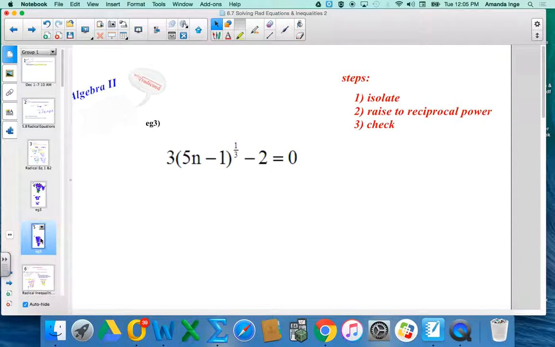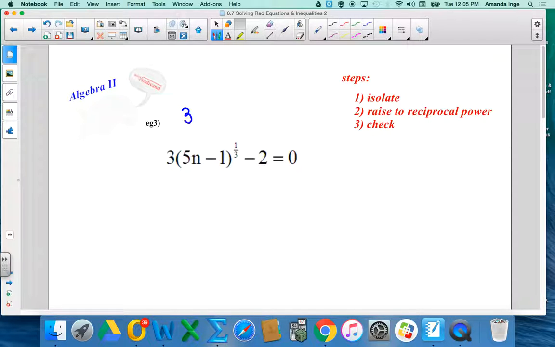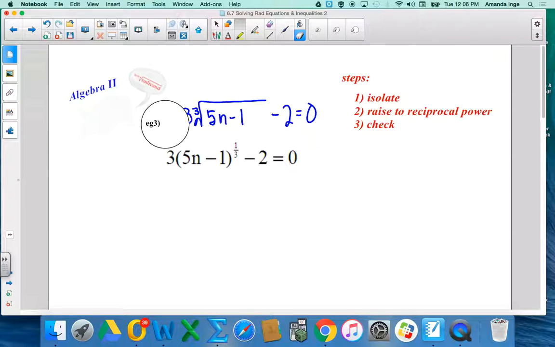So that takes us to a problem that looks like this. What does this problem really look like? This is 3, and then the cube root of 5n minus 1 minus 2 equals 0. That's what it really looks like. And I might make this a little bit bigger out here. But I wouldn't work the problem like that. I'd leave it just how it is.